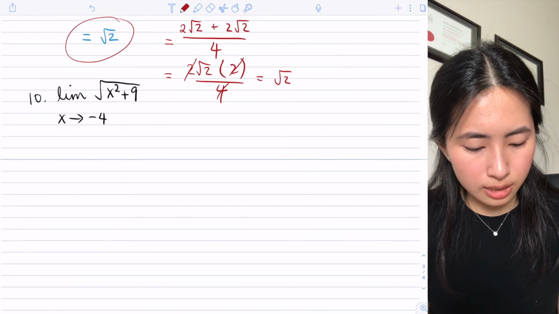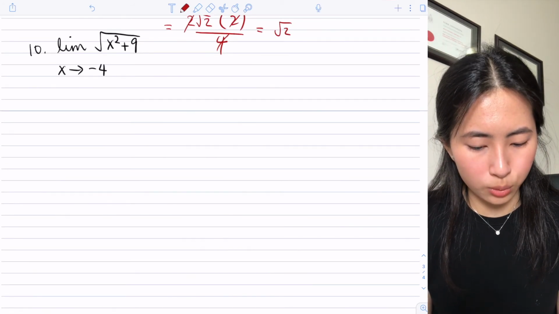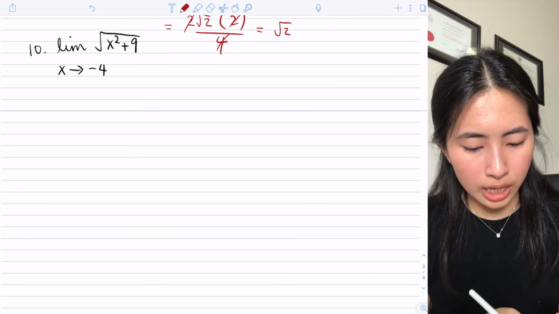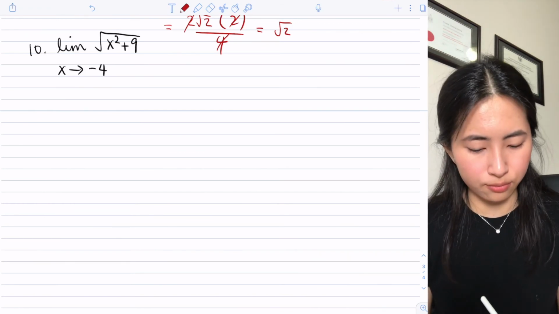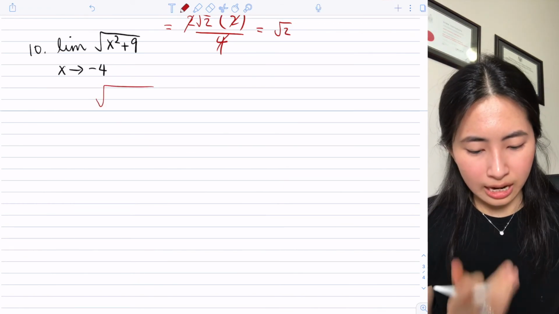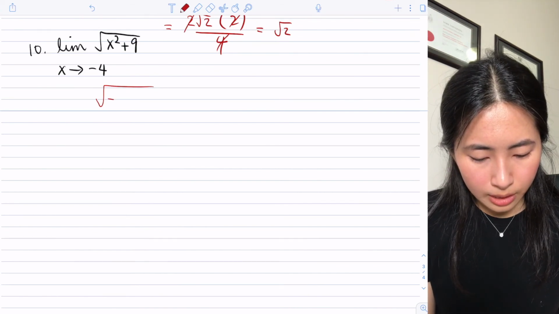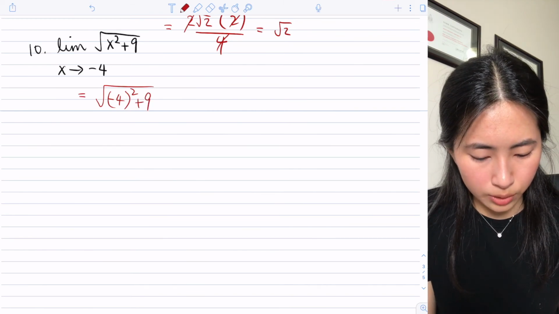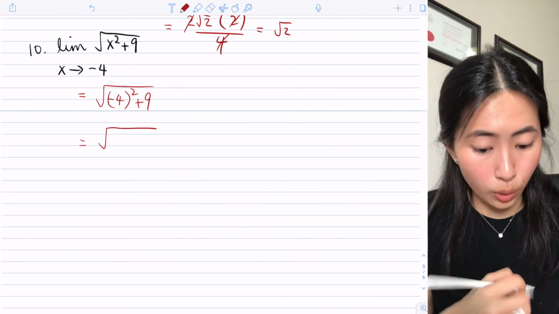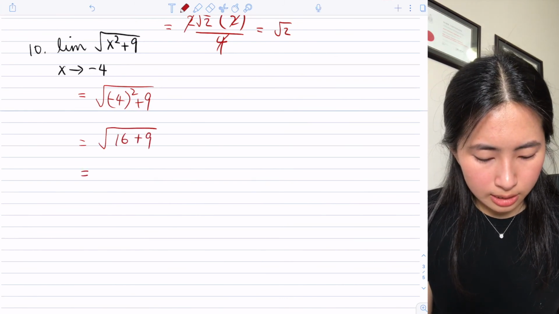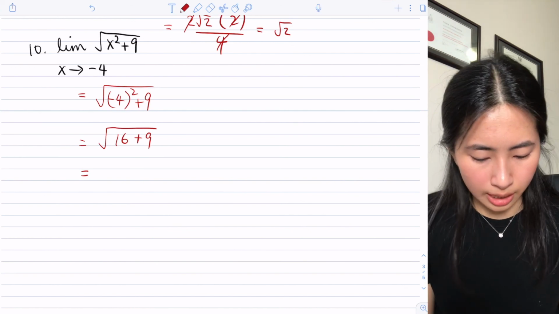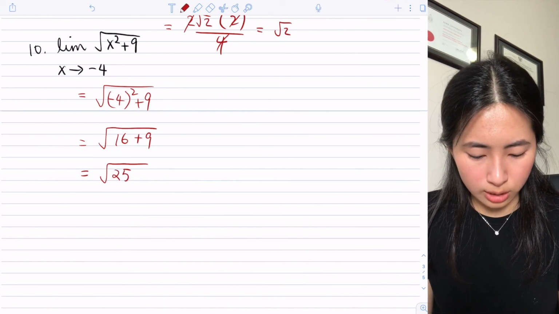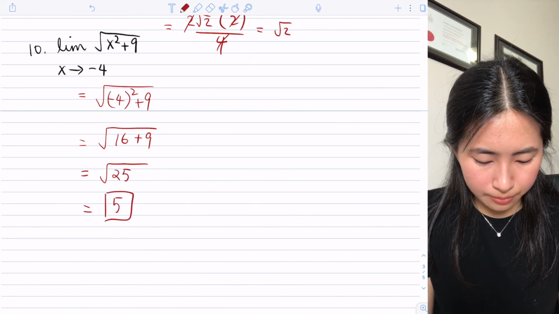Now, if you look at number 10, we have a square root function, square root of x squared plus 9, and we need to evaluate the limit when x approaches negative 4. So we just plug in negative 4 into our x. This is negative 4 squared, plus 9. As you can see, this gives us 16, or square root of 16 plus 9. And 16 plus 9 is 25. We're supposed to find the square root of 25, and we know that that's going to be 5. And there you have it.